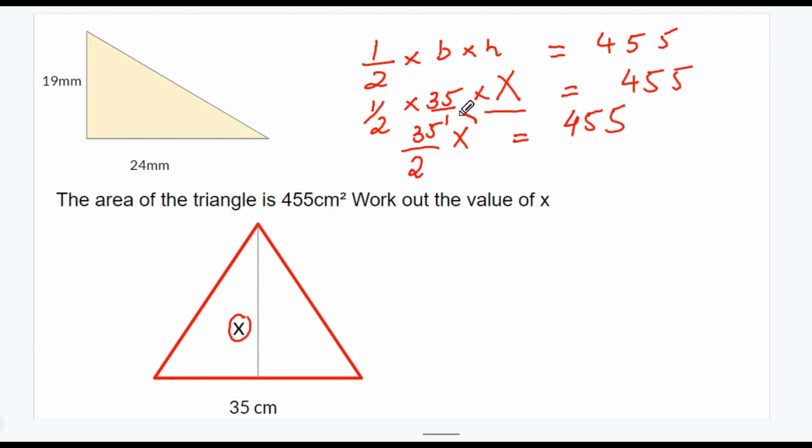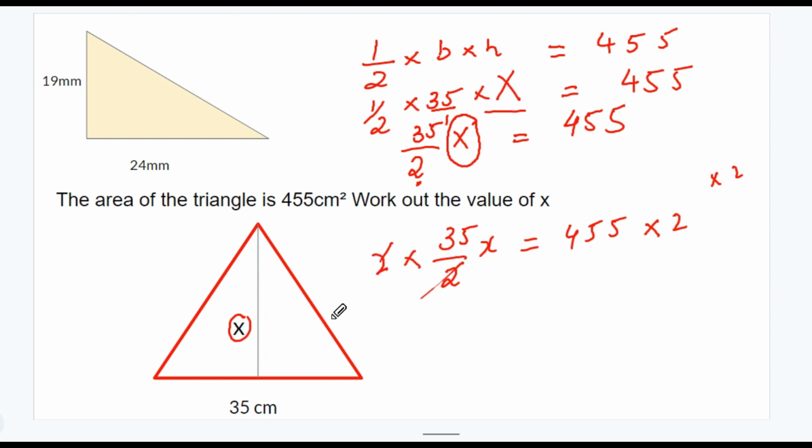We need to leave this x alone on left side. What we need to do, we need to remove this 2 from the bottom. 2 is dividing x, so what will be the opposite? Multiplying by 2, right? So what we can do, we can multiply both sides by 2, right? Like this and like this. So this 2 is going to be cancelled. Okay, we are left with now 35x equals to 910.